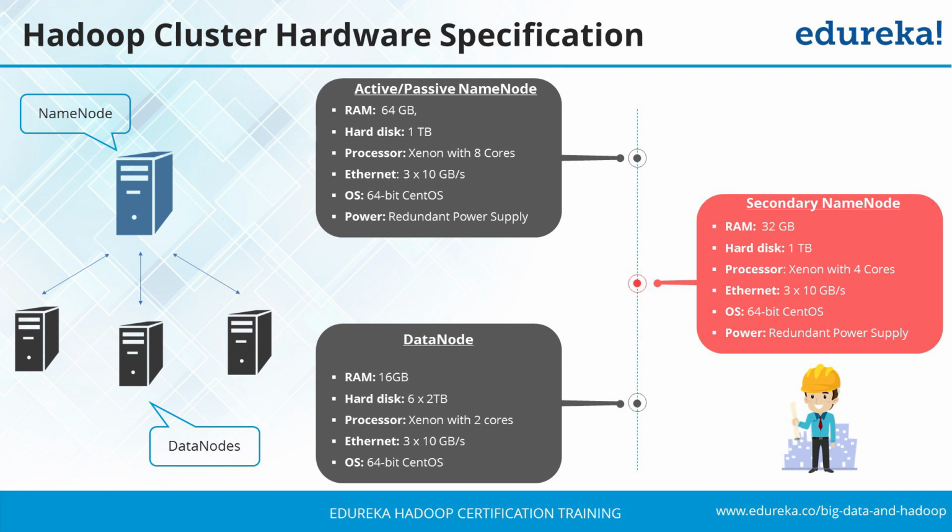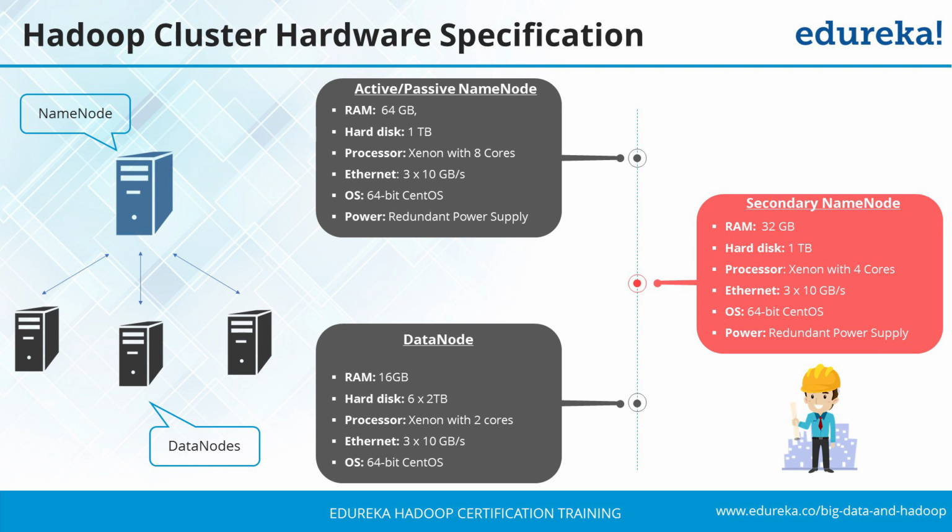But the idea is that you provide a lot of RAM to this node, not much hard disk, because you don't store that much data on the name node. It just stores the metadata, which is not huge in size. Good processor, Xeon processor with octa core, and then you have got multiple Ethernet cards. Operating system, 64-bit operating system, and then redundant power supplies so that you can provide the power in case anything goes wrong with the node.